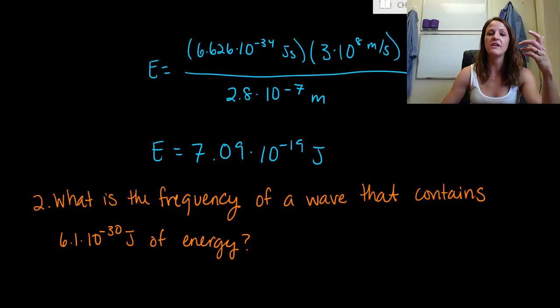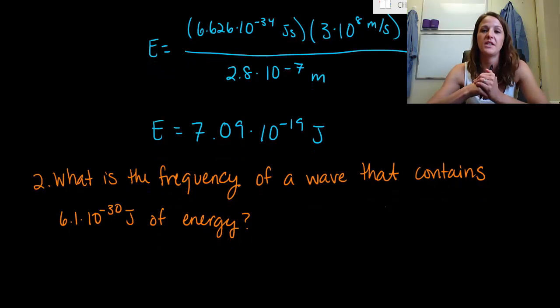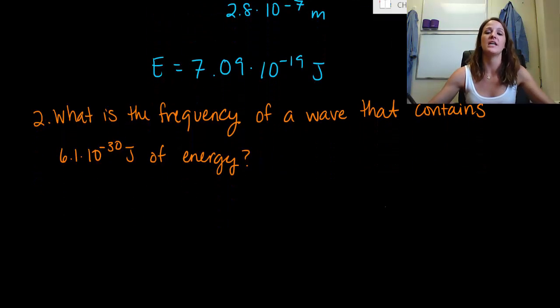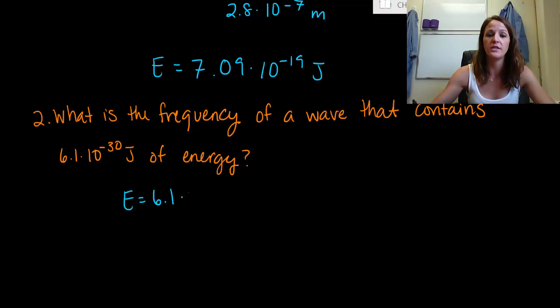This time, we're going to give you a term for energy, 6.1 times 10 to the negative 30 joules. Now I want you to back calculate and determine what that means in terms of its frequency. Go. Alright, did you get an answer? Hopefully you did. Just like before, we have to identify our variables. We know that it has an energy of 6.1 times 10 to the negative 30 joules, because it says that it contains this much energy, and we know that we're trying to determine our frequency.